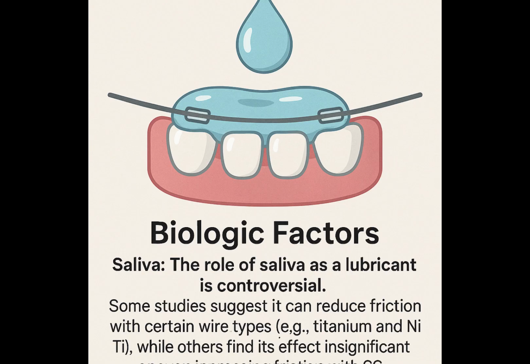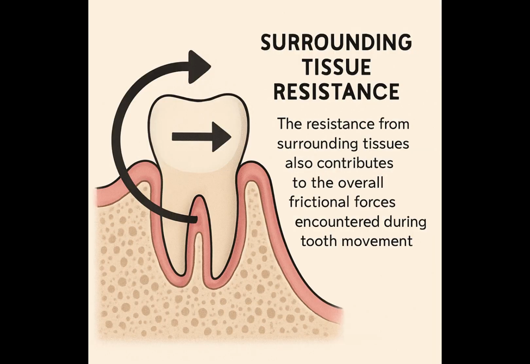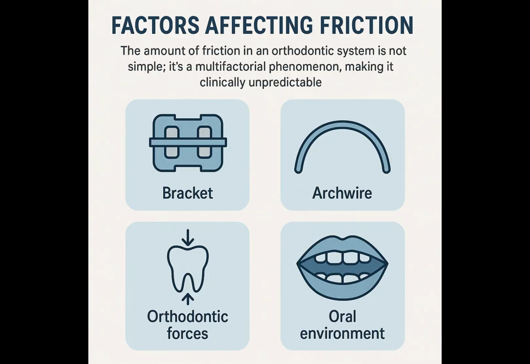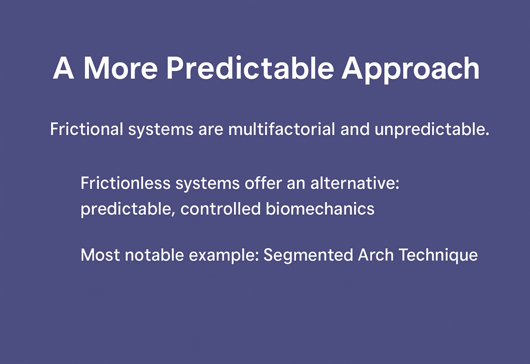e.g., titanium and NiTi, while others find its effect insignificant or even increasing friction with SS and chrome cobalt wires. Surrounding tissue resistance. The resistance from surrounding tissues also contributes to the overall frictional forces encountered during tooth movement. Understanding these factors is vital because excessive friction can lead to binding, where the wire resists sliding, and anchorage loss, where unintended tooth movement occurs because the frictional force is so high that the anchorage teeth start to move instead of the target teeth.